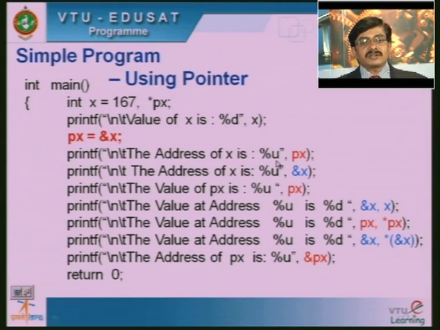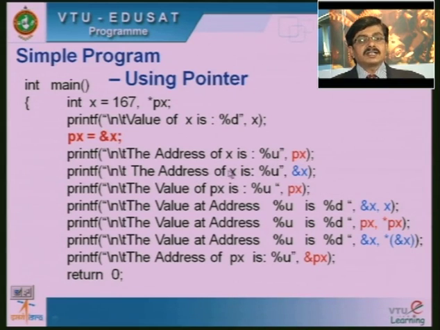The %u refers to printing an unsigned decimal number here. If I use %d, then that is for the signed number. Since I am supposed to print the unsigned number here, I am using %u. So %u with px is holding the address of x, I am printing the address of x there.